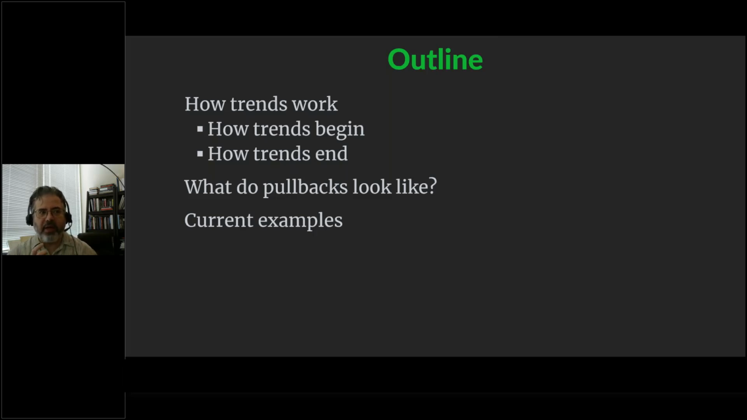So what we really need to focus on as traders from a practical perspective is: what do we see that shows us that a trend might be beginning to break down? We're also going to look specifically at how, as a trend is moving and making these pullbacks, those pullback patterns look. And we're going to look at some current examples from the market as of yesterday's close.